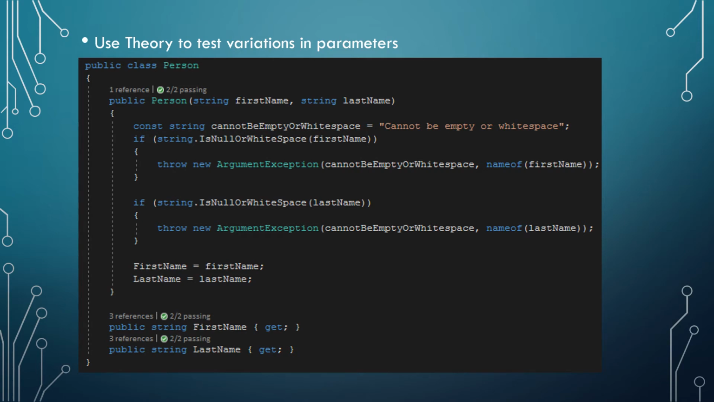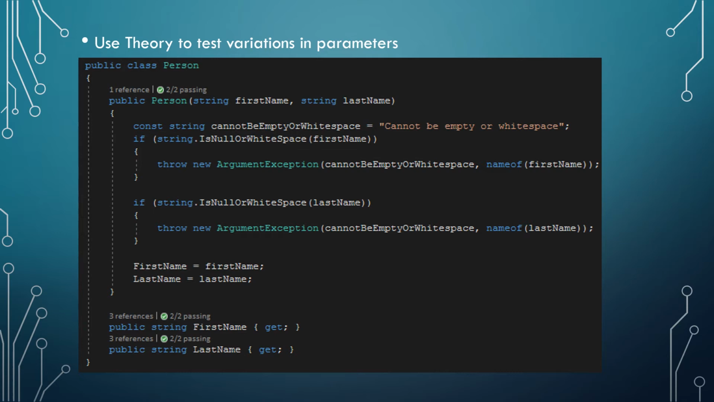xUnit has two types of tests. One is Fact, the other one is Theory. Fact is normally like other unit test frameworks where it just executes a specific test. Theory is where we can use the same test but pass it different variables. Showing this with an example.